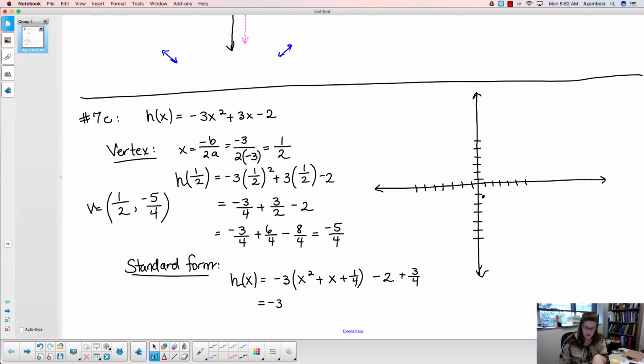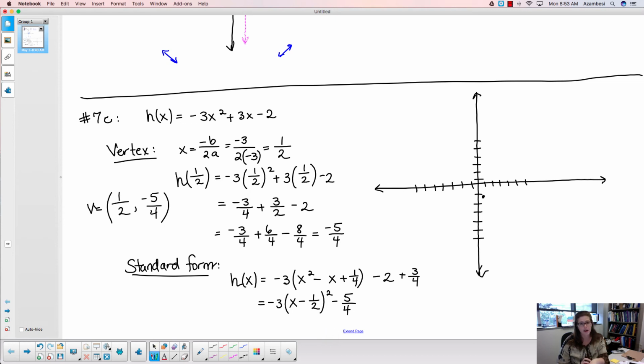Simplifying, I get negative 3 and then x plus 1/2 squared. And let me fix a sign here. If you look at this sign here, I factored out negative 3, which should have made this negative x. There's a correction for you. And negative 1/2 squared still gives you positive 1/4, but this factor here is minus 1/2. And then on the outside, I have negative 8 over 4 plus 3 over 4 gives me minus 5 over 4.